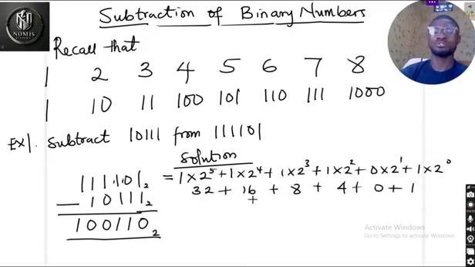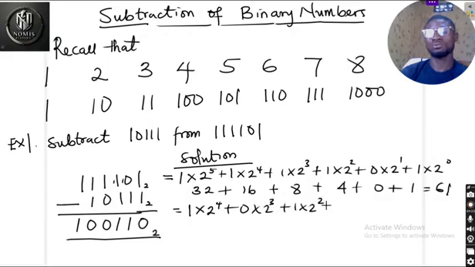So 32 plus 16 is 48. 48 plus 8 is 56. And 56 plus 4 is 60. 60 plus 1 is 61. Everything here is 61. So let's convert the second one. 1 times 2 raised to the power of 4 plus 0 times 2 raised to the power of 3 plus 1 times 2 raised to the power of 2 plus 1 times 2 raised to the power of 1 plus 1 times 2 raised to the power of 0.